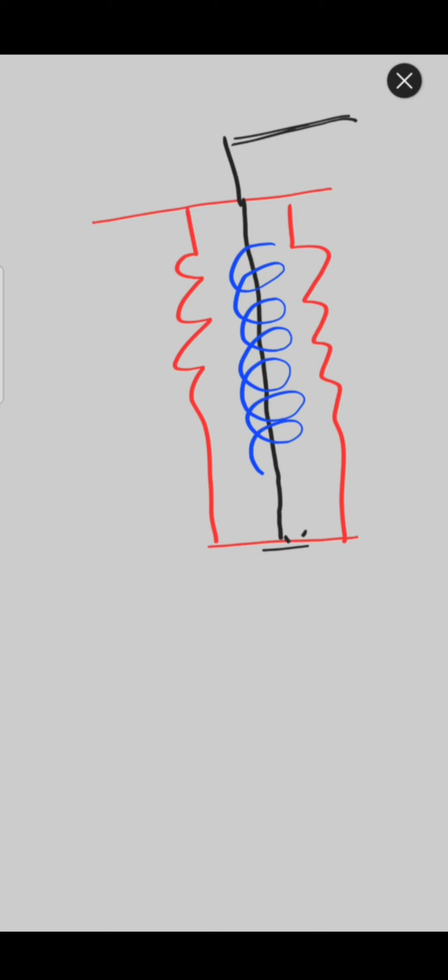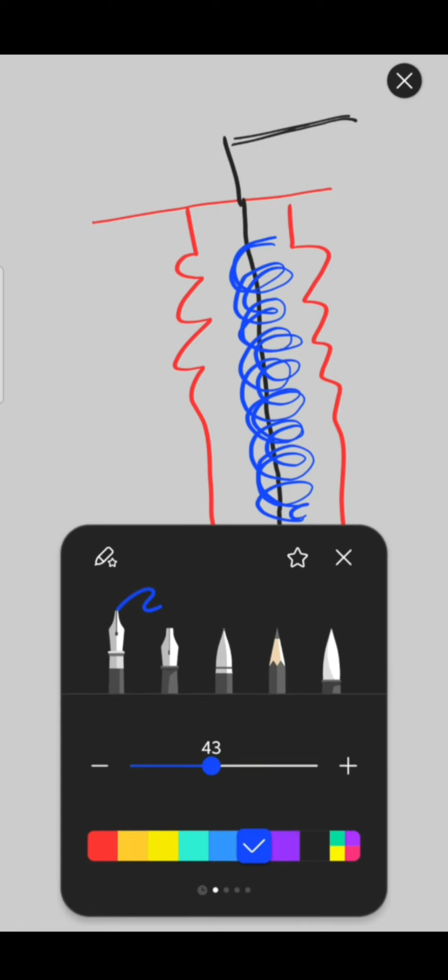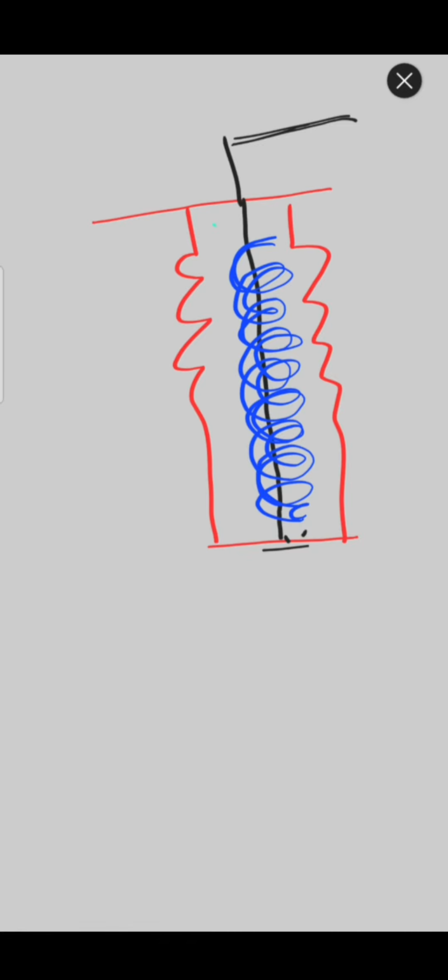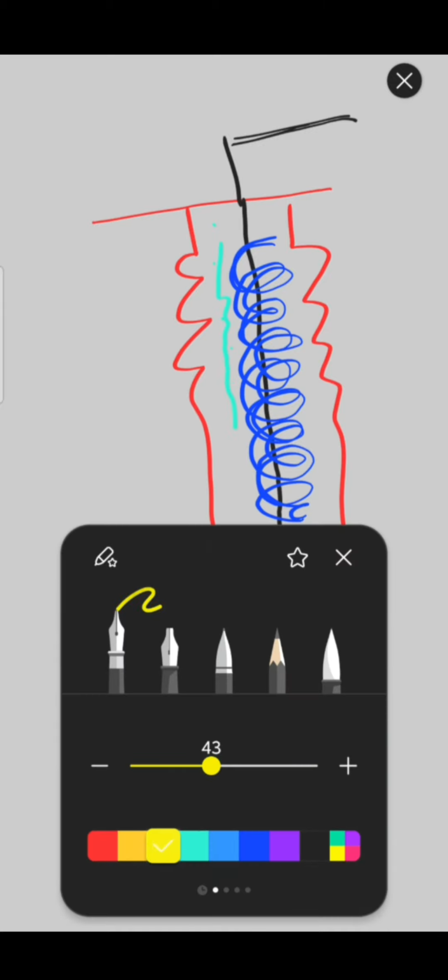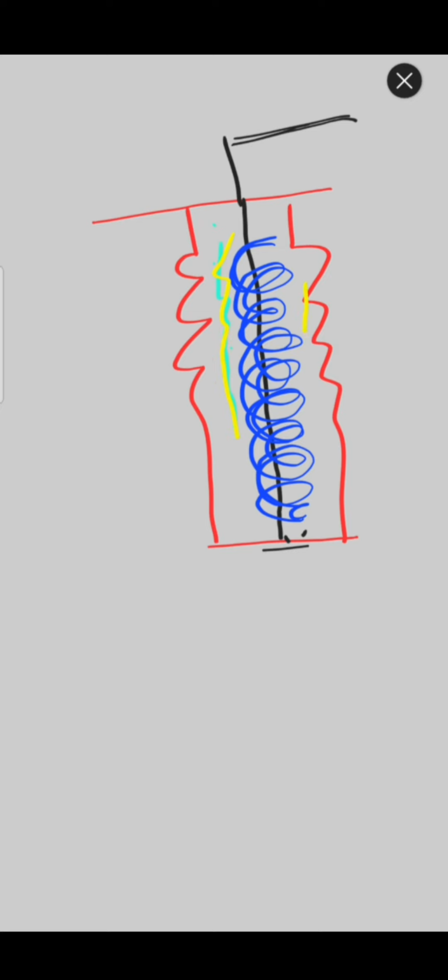See, again I repeat what I have said. This is the conductor. Around the conductor, insulation is given through this impregnated insulated paper, and this insulated paper is dissolved in the oil. I hope you understand. So the tapping is taken from this LV winding.